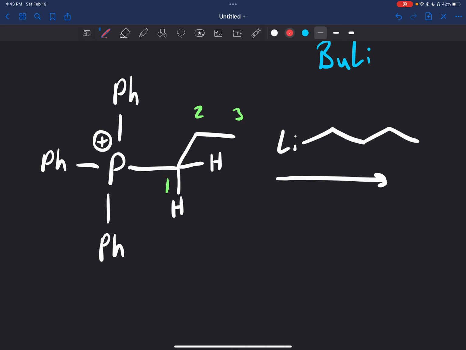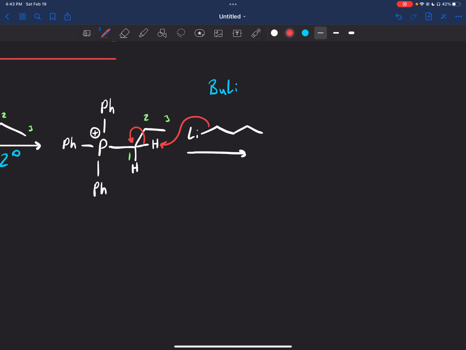So that organolithium compound, which is what butyl lithium is, is going to take that hydrogen and deprotonate that compound. So it's going to come over here, take that H, and it's going to add on to that carbon. Our phosphorus has the plus, and that has the minus.